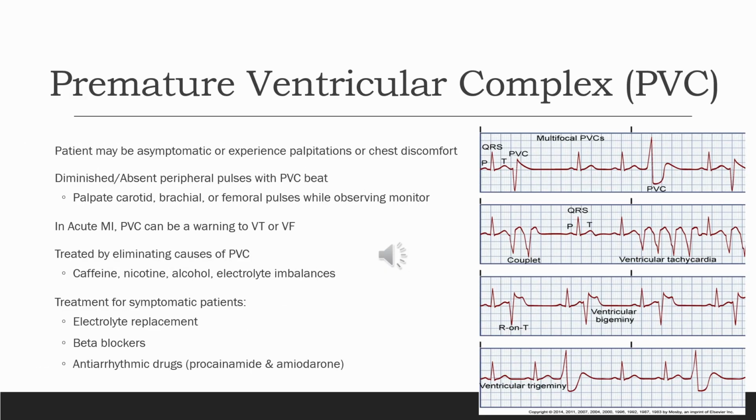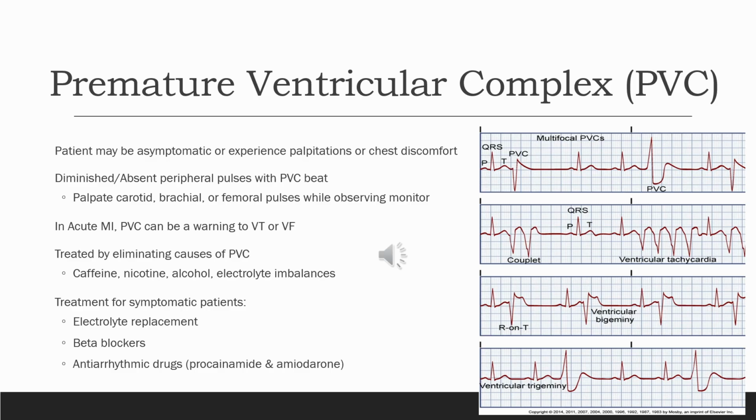All right, so now let's continue our discussion on PVCs. So again, premature ventricular complexes are abnormal ventricular contractions that originate from an ectopic focus in the ventricles. These beats occur earlier than the next expected normal beat, and they're typically followed by a compensatory pause before the heart resumes its normal rhythm. On an ECG, PVCs appear as wide and distorted QRS complexes, again, because they don't follow that normal conduction pathway.